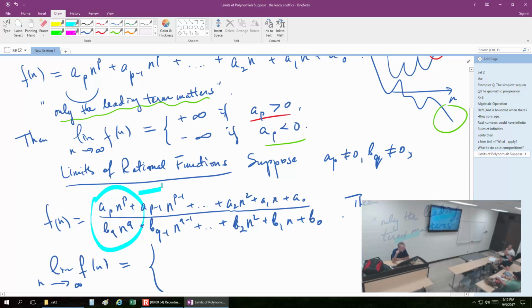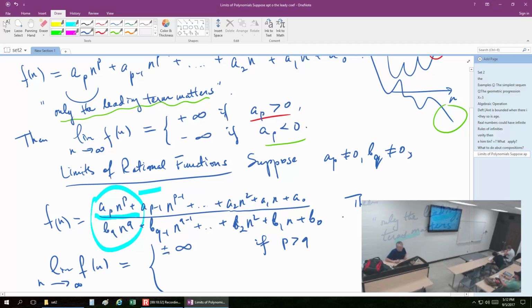So this one in the numerator is bigger than the rest of them, and the other one, b_q n to the q, is the strongest in the denominator. So at the end we have to compare them. Once again, whose power is bigger wins. If p is larger than q, what's the limit? The numerator is way stronger than the denominator. It goes to infinity.